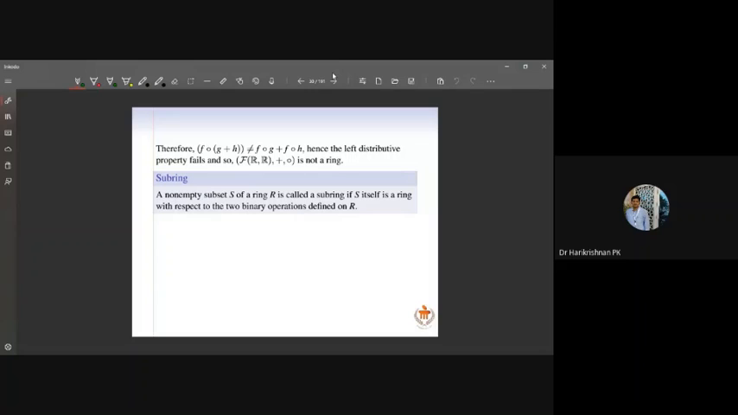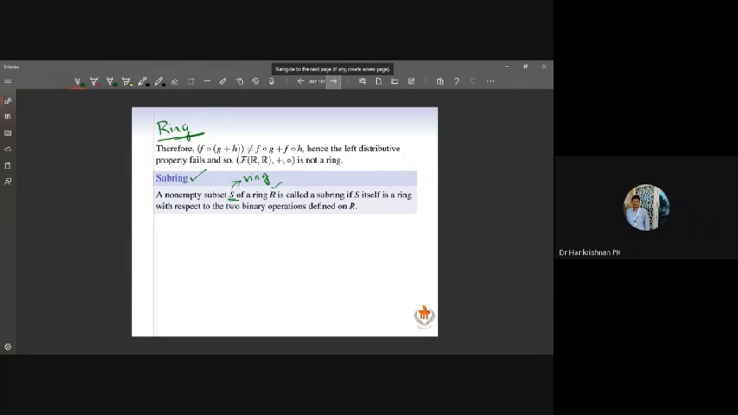Once we have a main structure, a ring, we can think about what the substructures are. I am taking a ring R, and S is a non-empty subset of R. If this S becomes again a ring with respect to the same operations defined on the underlying ring R, then you can say that this non-empty set S is a subring. A subring is a non-empty subset which should again be a ring with respect to both the binary operations defined on R.